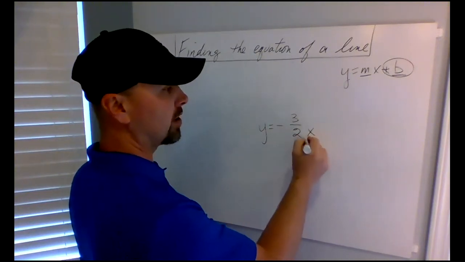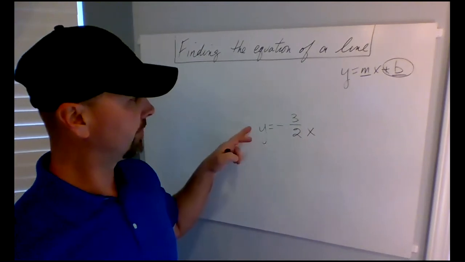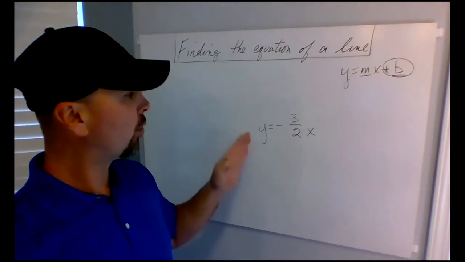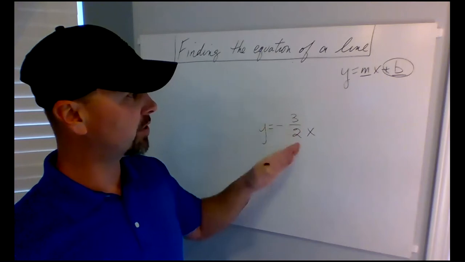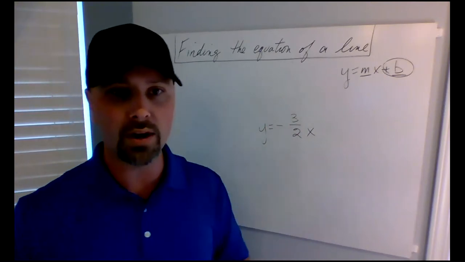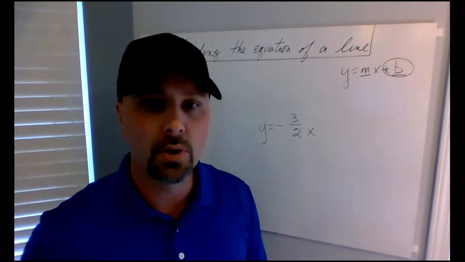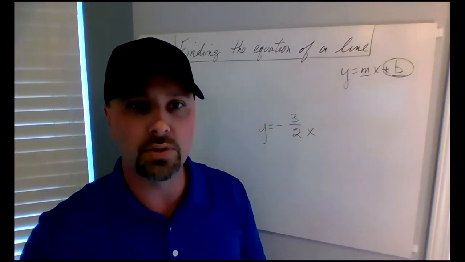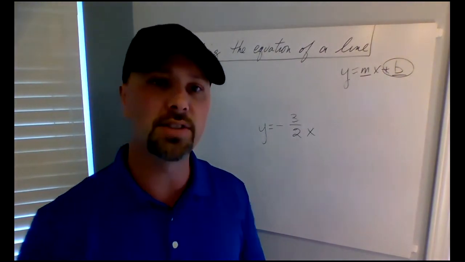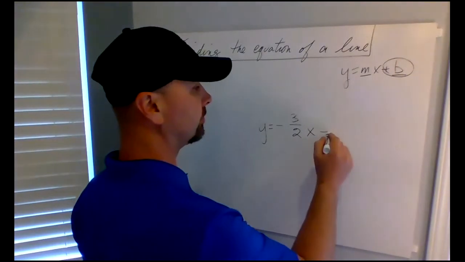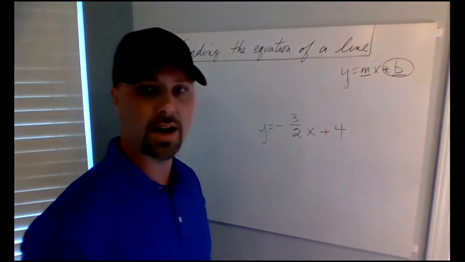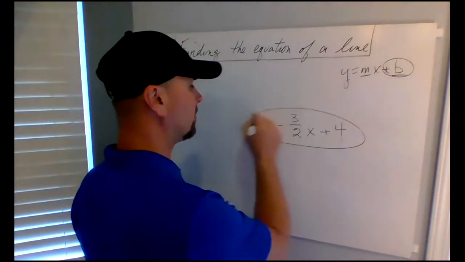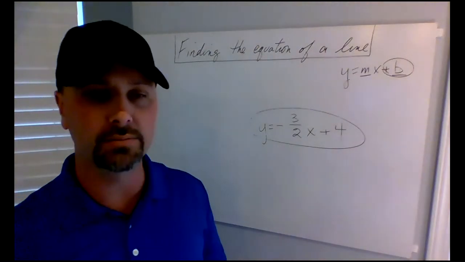So when we go to put it into our equation, it's always going to be y and x. Y equals negative 3 over 2x. Now, where does that line cross? And if you take a look at that, you can see it crosses at the positive 4. That's the y-intercept of that line. So there's an equation for that line.